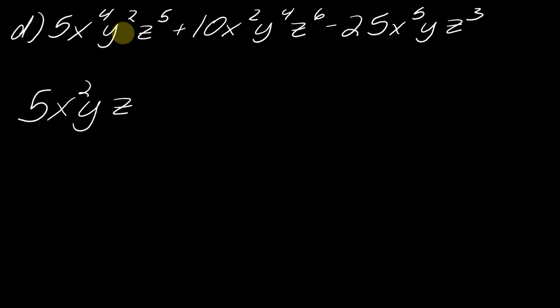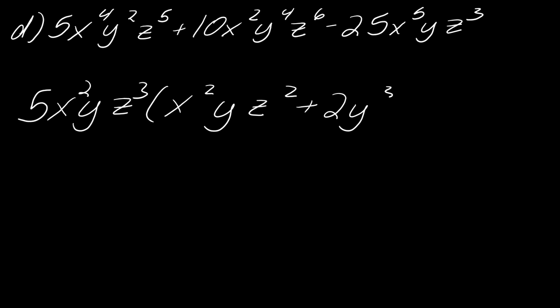And then for the y's, I've got y squared, y to the fourth, and y. So I just leave y here. And then finally, z to the fifth, z to the sixth, and z to the third. So the third will be the lowest power. And so now there's my GCF. So now I can factor it out. So when I do that, I'm left with x squared, y, z squared, plus 2 y to the third, z to the third, minus 5 x to the third, and that would be it for that one.